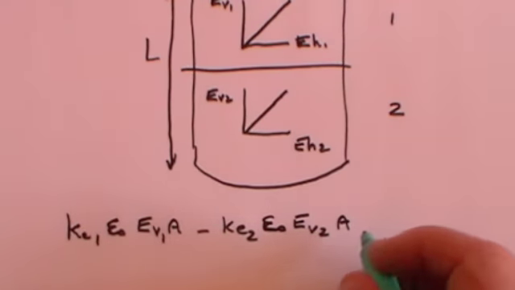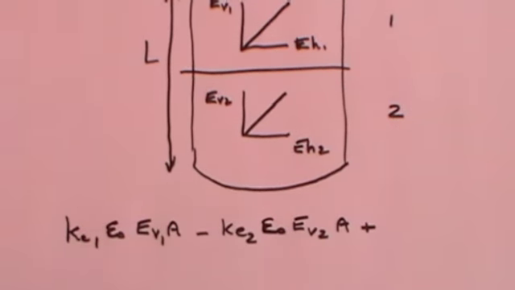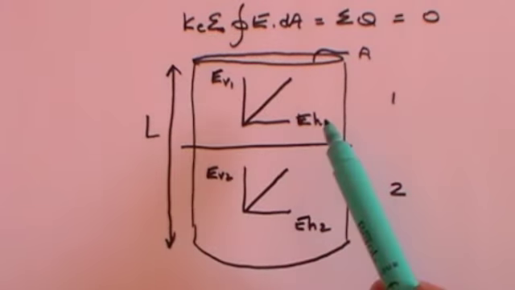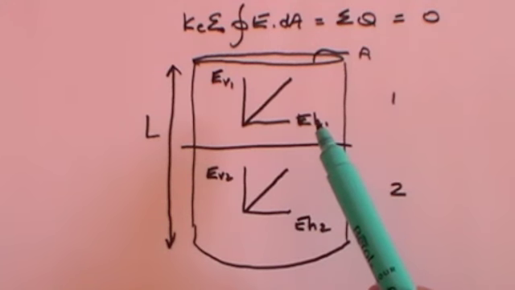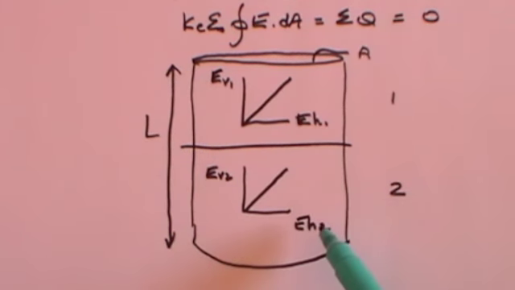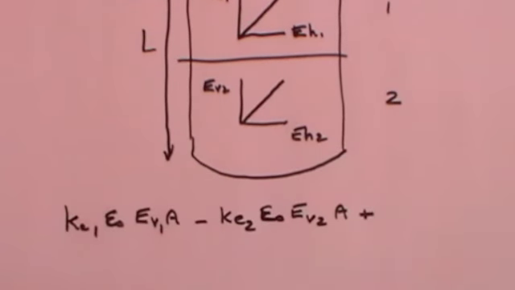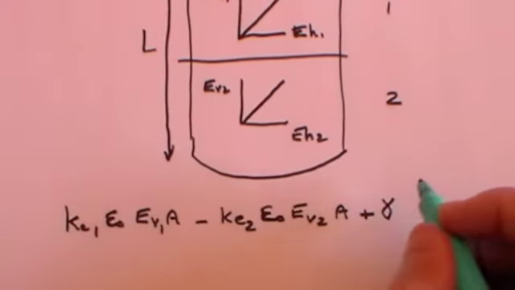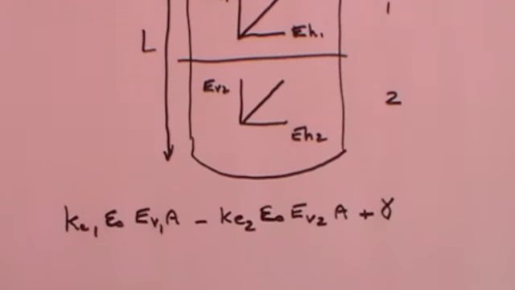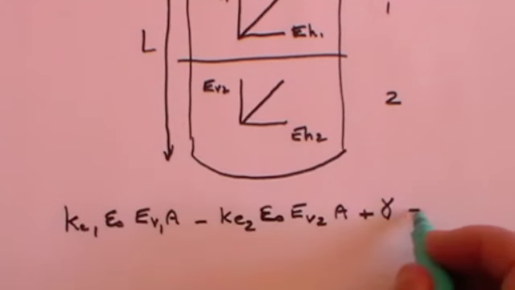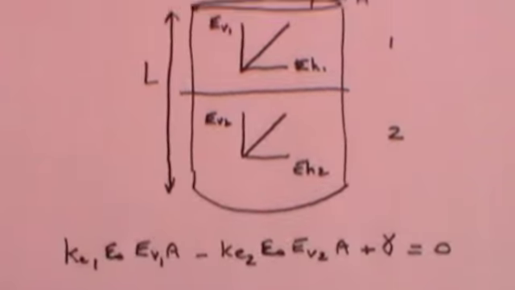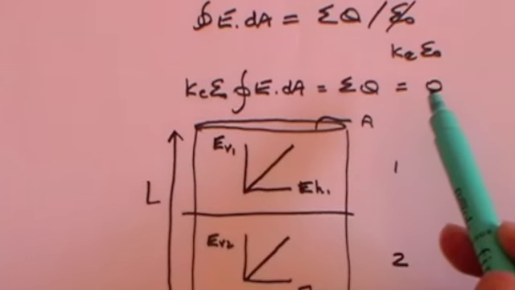And now we're going to have to add some set of terms which represent the value of the horizontal E fields, which are going out through the side. For these purposes, I'm simply going to call that gamma. There will be some terms going out through the side. As we shall see in a moment, that won't matter. And that all equals 0, because that's what we had up here.